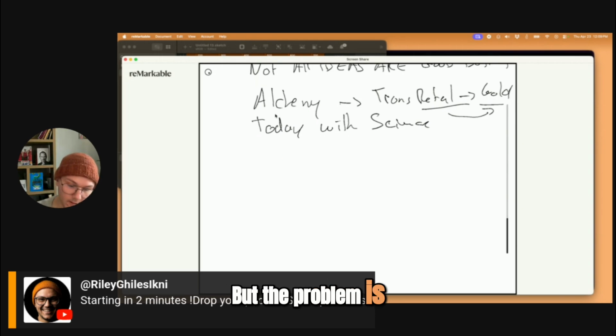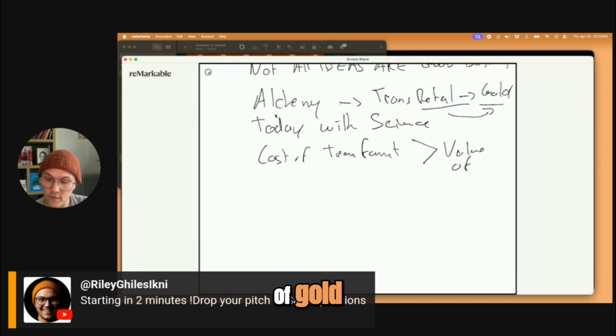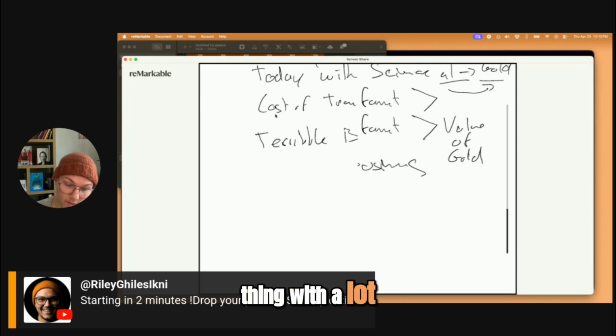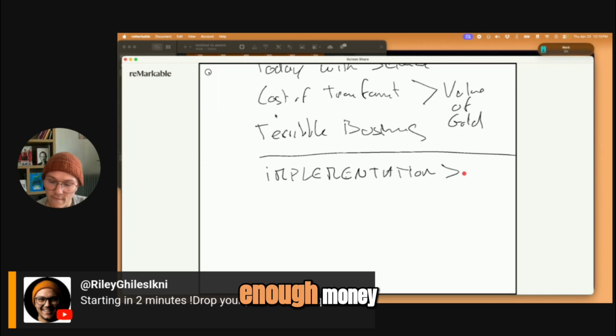But the problem is the cost of transformation is way higher than the value of the gold. And so it's a terrible business. And that's the same thing with a lot of ideas. The implementation of the idea doesn't yield enough money.